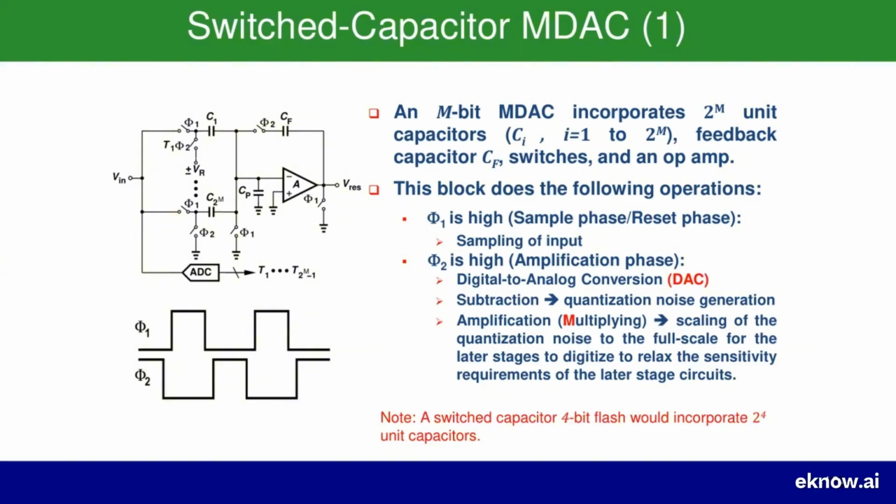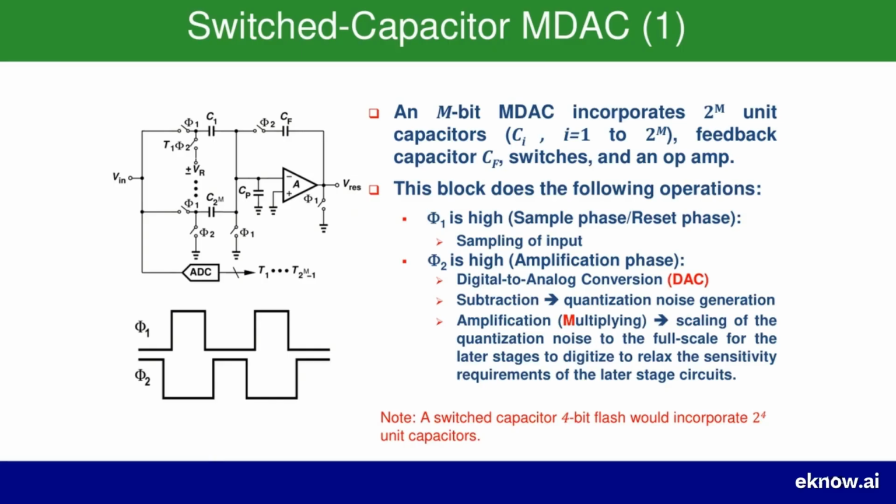The real magic happens in the second phase, the amplification phase, when phi2 goes high. 3 critical things happen here, almost simultaneously. First, there's a digital-to-analog conversion, the DAC part of MDAC. The digital output code from this stage's sub-ADC controls the switches connected to the capacitor array. Based on this code, the capacitors are connected to a positive or negative reference voltage. This effectively converts the digital code back into a precise analog voltage.